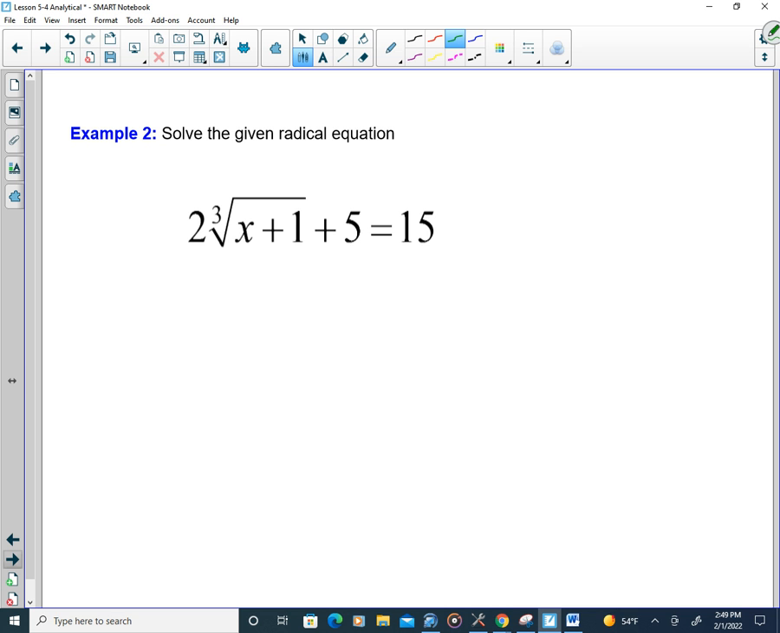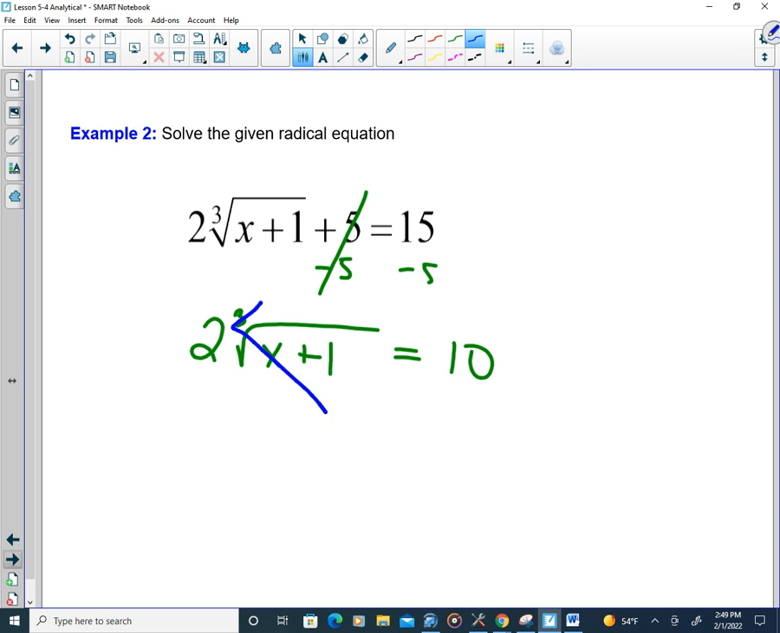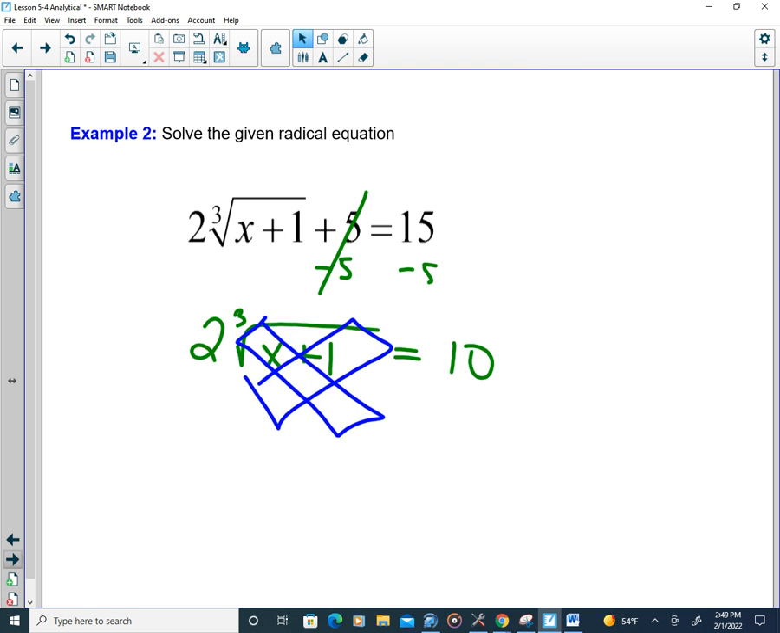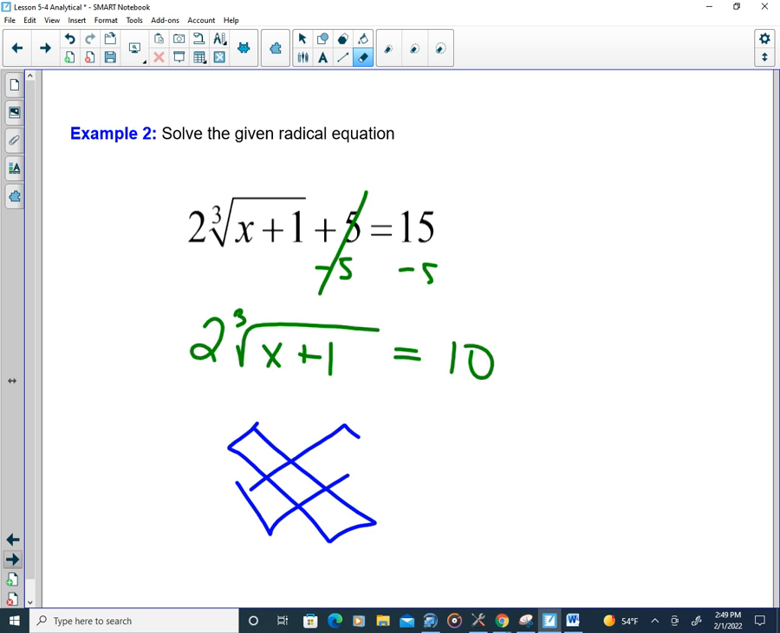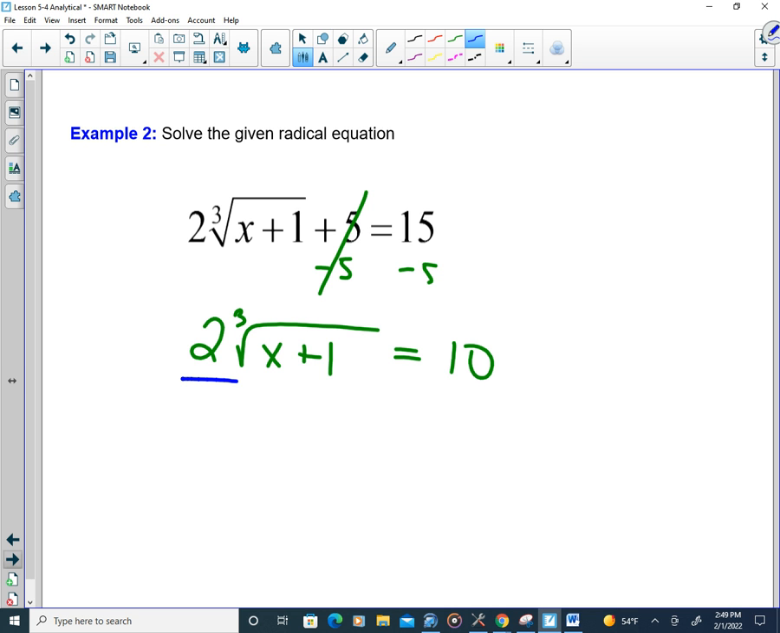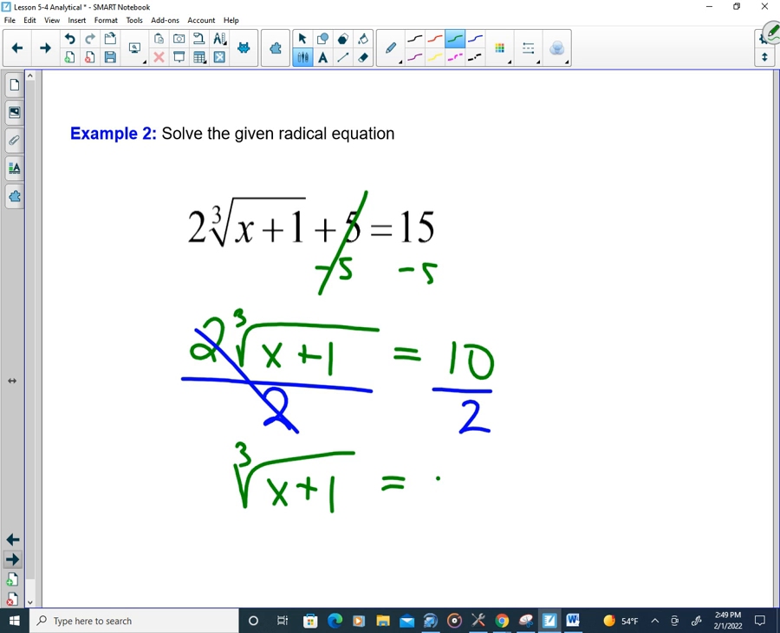So we're trying to isolate the radical. So I'm going to subtract 5 from both sides of this equation. So now I get 2 times the cube root of x plus 1 is equal to 10. And again, we're trying to get the square root, actually the cube root by itself. Think of it as a big giant x. We want to get that big giant x by itself. So we have to get rid of the 2 that's in front of it. So we're going to have to divide both sides by 2. These 2's cancel out. So now we have the cube root of x plus 1 is equal to 5.